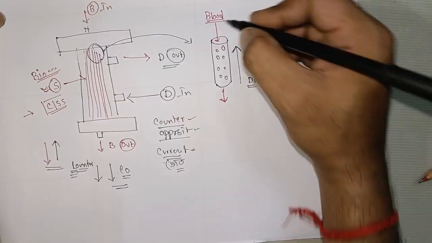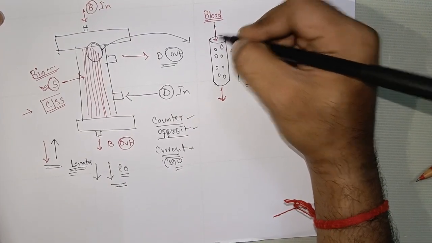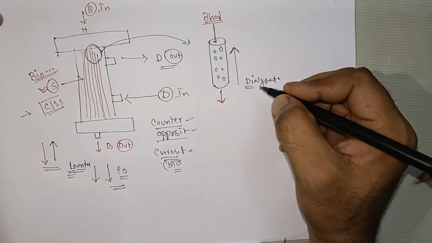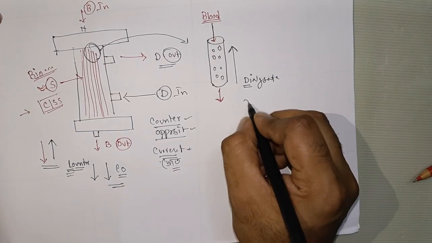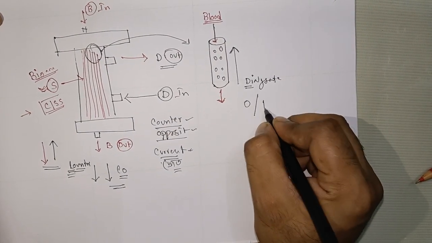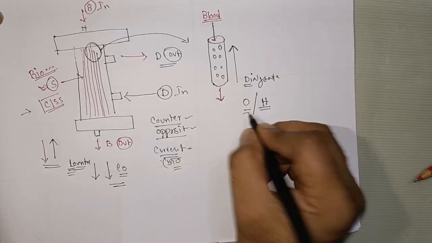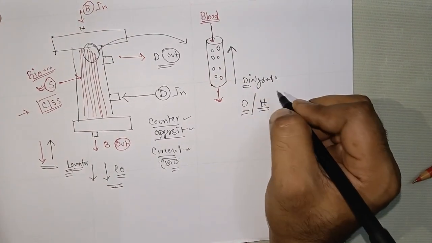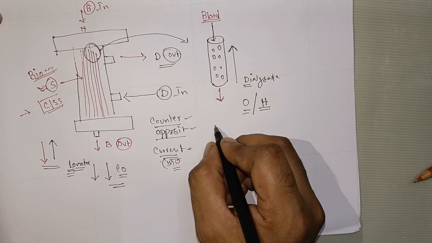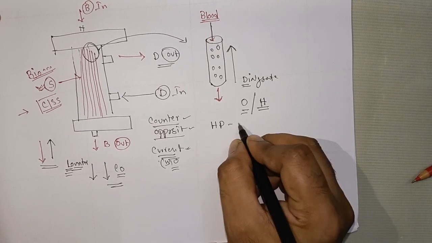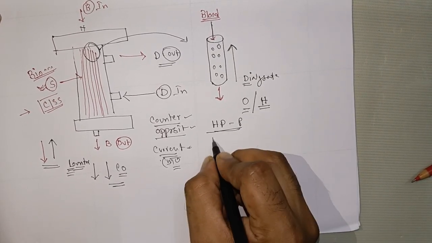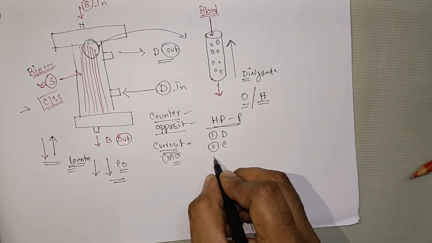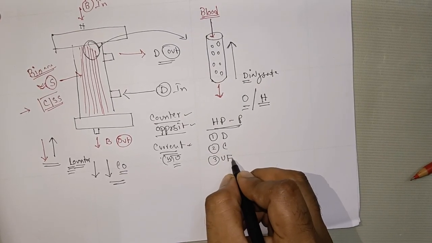So when blood passes through this membrane, due to oncotic pressure and hydrostatic pressure, and with the three main principles. What are the principles in hemodialysis? The HD principles are: first one diffusion, second one convection, third one ultrafiltration.